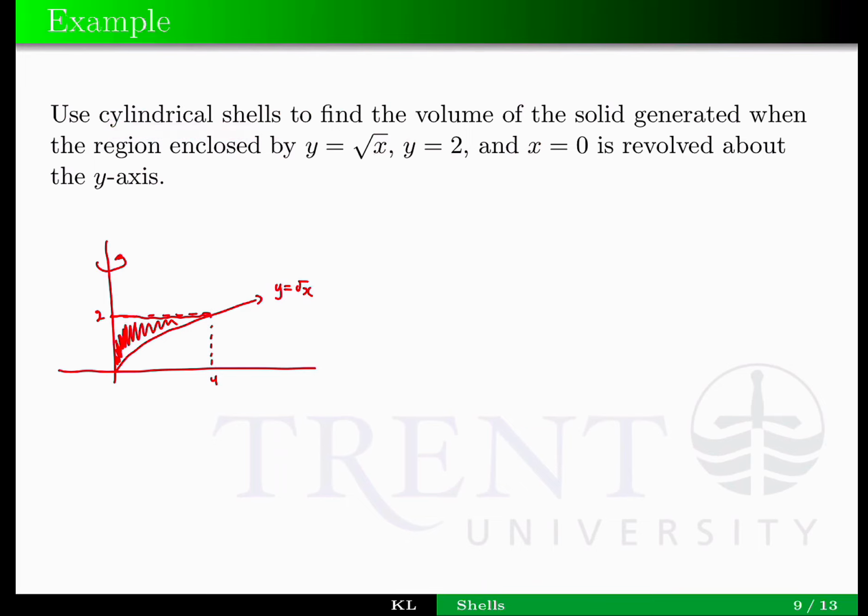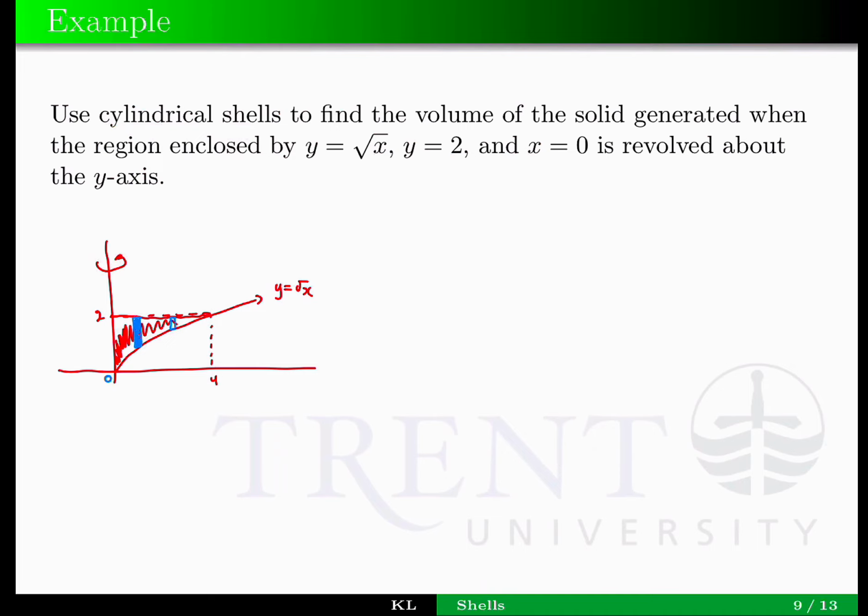The axis of revolution is your y-axis. In the cylindrical shells, the strips must be parallel to the axis of revolution, which means if the axis of revolution is vertical, the strips must also be vertical. This strip will go from the left to the right. The leftmost value of x will be 0, the rightmost value of x will be 4.